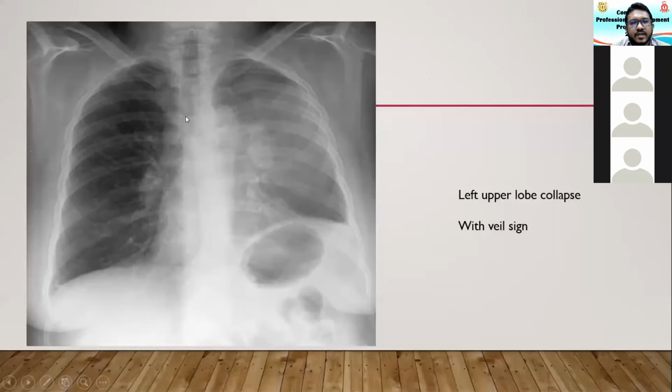So always make sure there's evidence of volume loss, and there is diffuse volume loss on the left side with elevation of the diaphragm, but the outline is maintained, and you call it a left upper lobe collapse. Here you make sure that there's no significant mediastinal shift because of the hyperexpansion of the residual left lower lobe, which occupies whatever the collapsed area. That's why you get the elevation of the left hemidiaphragm.